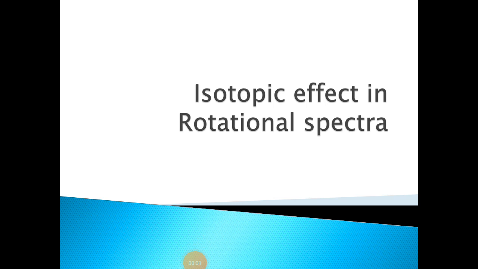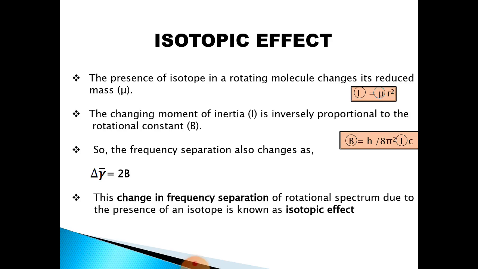Welcome you all for today's topic, isotopic effect in rotational spectra. Atoms that have different mass numbers are called isotopes. So, when a rotating molecule is replaced by its isotope, its reduced mass will be changed. Here, the interatomic distance between the atoms remains same. This gives a change in moment of inertia by the relation I is equal to mu r square. When mu changes, I will be changed.